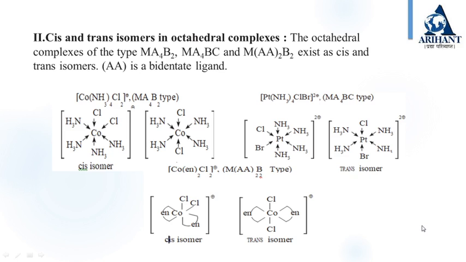Look at the cis and trans isomer. In cis, the ligands are on the same side. In trans isomer, they are on the opposite side of the metal.